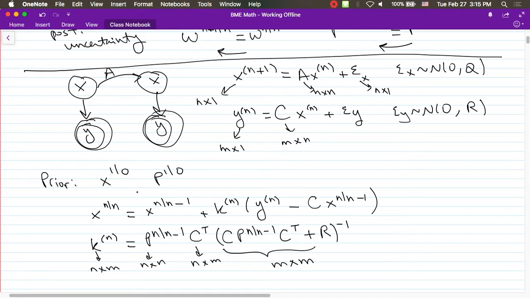So I just want to make sure you're asking about x and p? Yeah, your initial prior. What should that be? You have to start someplace. The nice thing is that no matter where you start, it's going to quickly converge from the measurements you make.